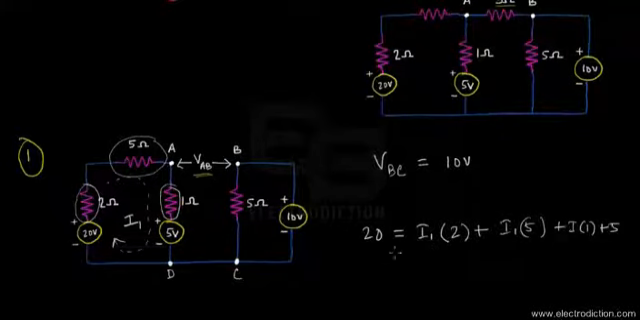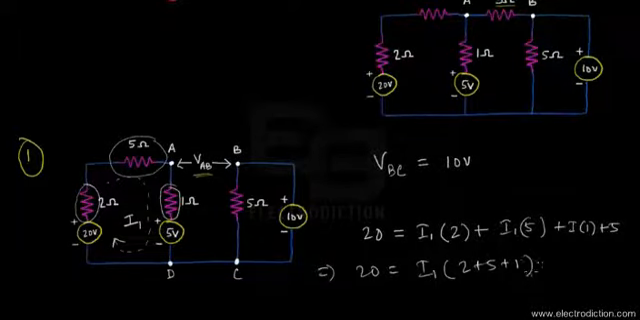So if we write it together, we're going to get 20 equals, if you take I1 common, 2 plus 5 plus 1. There you go. So actually what we are doing over here is that, due to the flow of this net current in this part of the circuit, that's the I1 of course, we'll get a voltage drop that would obviously occur across this 2 ohms resistor over here.